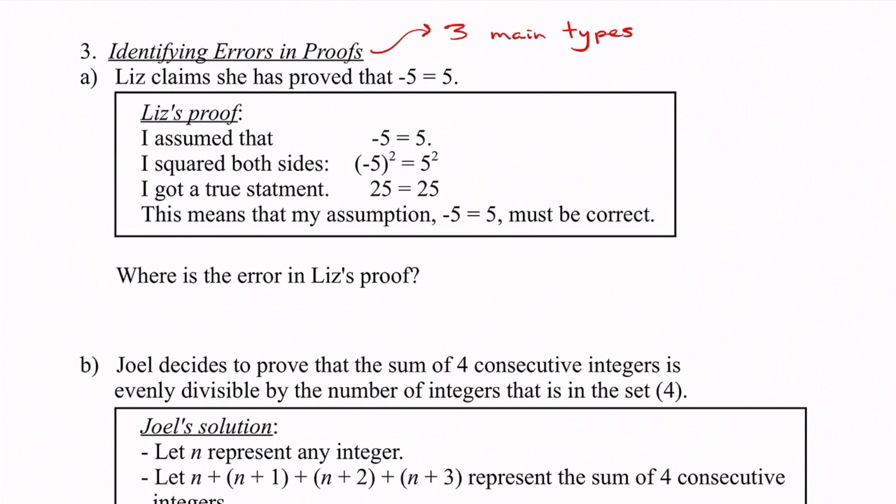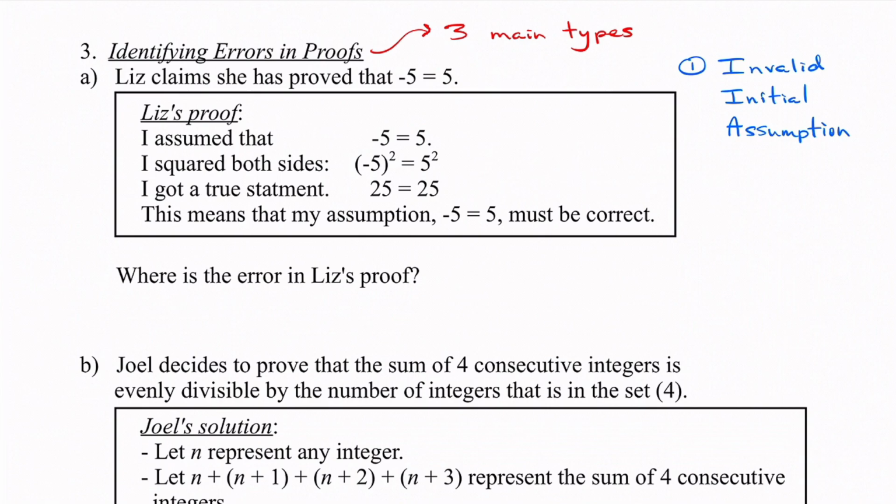So the first thing she said is, I assumed that -5 equals 5. Now, right there I can already stop. I know that isn't true. She's starting with something right off the bat that is false. So everything after that is also going to be false, regardless of what she's trying to prove. So what we call this type is an invalid initial assumption. So it started with something invalid and then tried to prove something based off of that.